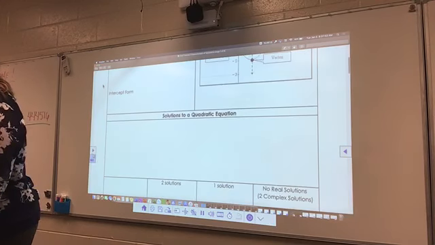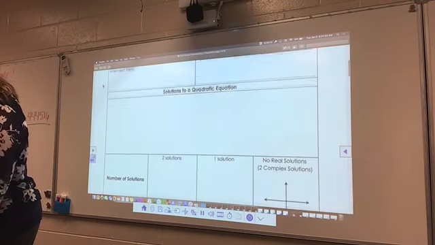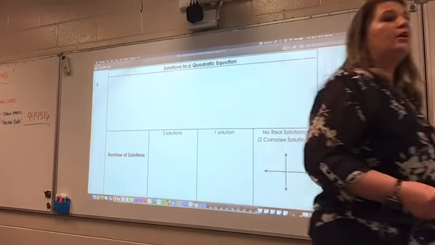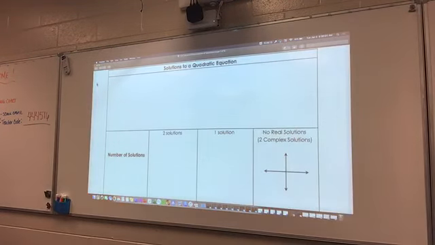On the x-intercepts? Yeah, your y's are 0 on the x-intercepts. So when we get to solving and all that, that is why we're going to set it equal to 0. Getting into that.